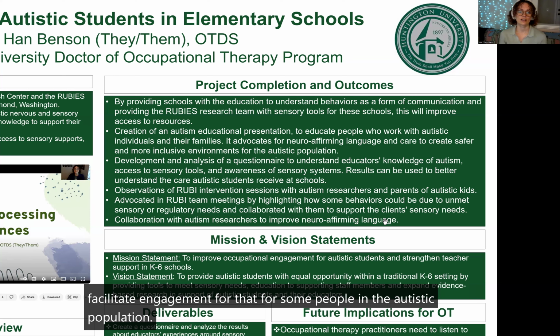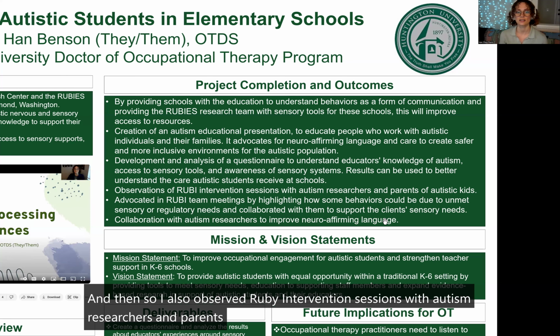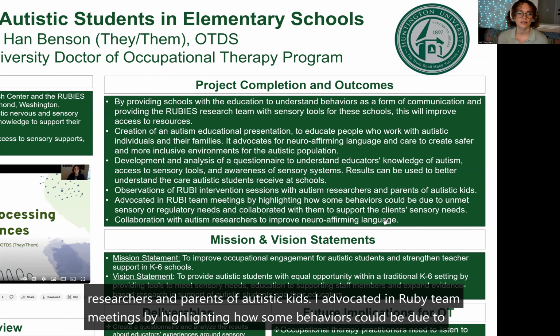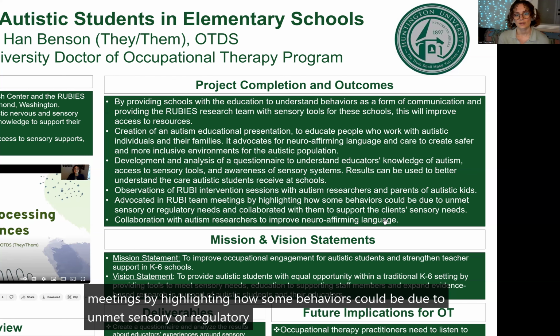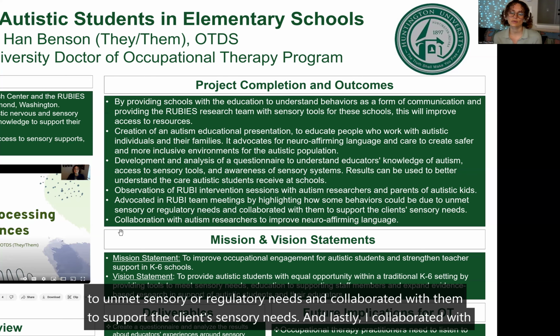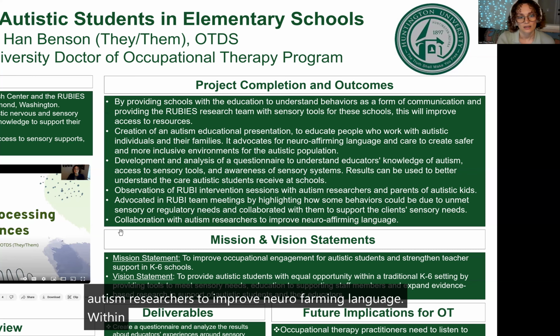And then I also observed Ruby intervention sessions with autism researchers and parents of autistic kids. I advocated in Ruby team meetings by highlighting how some behaviors could be due to unmet sensory or regulatory needs and collaborated with them to support the client's sensory needs. And lastly, I collaborated with autism researchers to improve neuro-affirming language within the center.